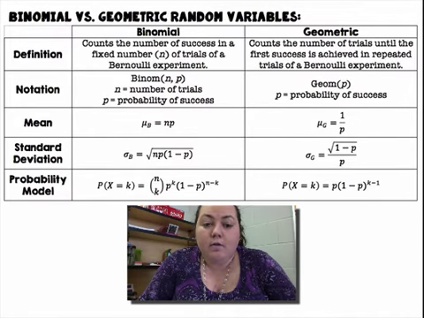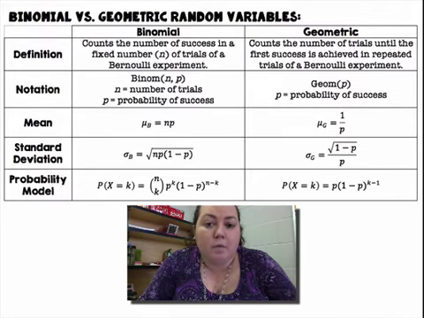To find the mean for a binomial, it's n times p, and that's on your reference sheet. To find the mean for a geometric, it's 1 divided by p. The standard deviation follows the formula for binomial, the square root of n times p times 1 minus p, and you'll hear 1 minus p referred to as q. So anytime you see q, it's really 1 minus p. For geometric, it's the square root of 1 minus p divided by p.